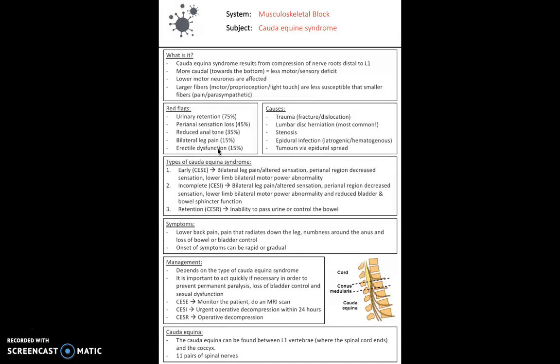So the causes behind Cauda equina syndrome, the most common is lumbar disc herniation, which we're going to discuss in the next slide, but also trauma is a common cause. Cauda equina syndrome can be broken down into 3 different types, so early, incomplete, and retention. So this is Cauda equina syndrome early, and these patients experience bilateral leg pain, perianal sensation loss, lower limb motor power abnormalities, but incomplete Cauda equina syndrome experience all of the same plus reduced bladder and bowel sphincter function. And then finally the last group, the retaining group, these have the inability to pass urine or control the bowel.